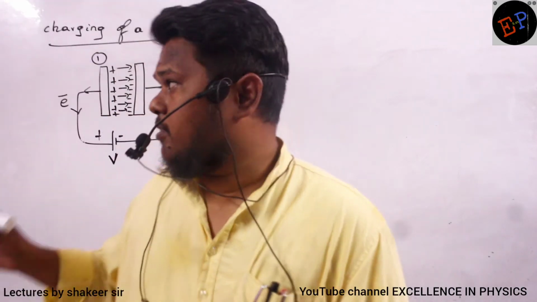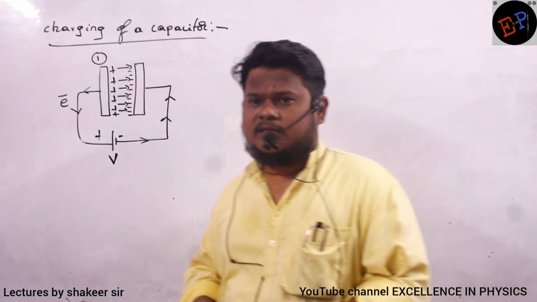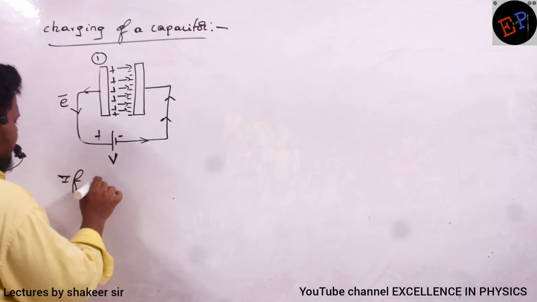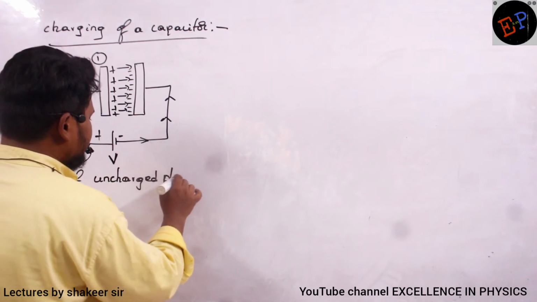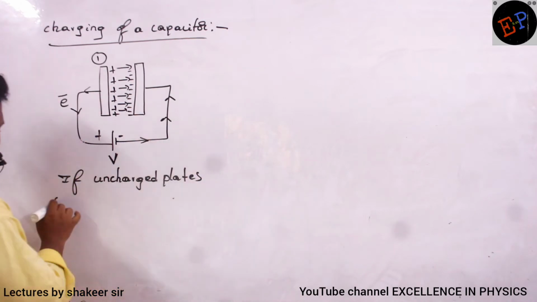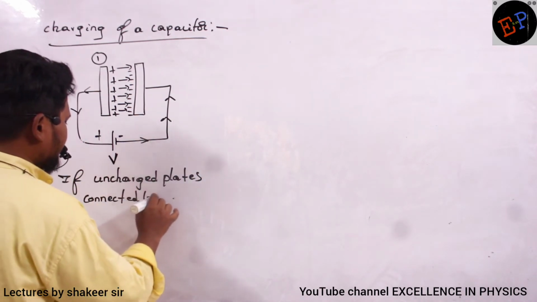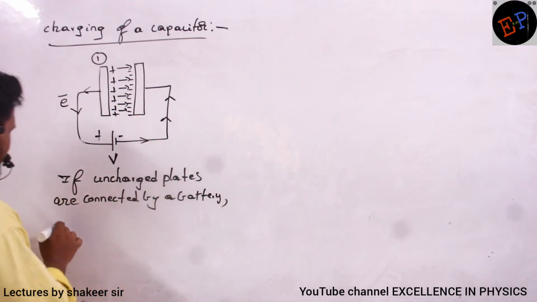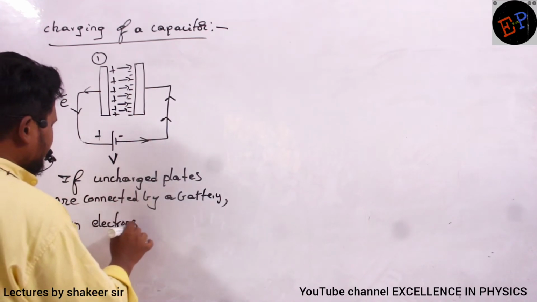That phenomenon is called charging of a capacitor. Are you able to understand how electrons are transferred? Clear? So write down: if uncharged plates are connected by a battery, then electrons get transferred.